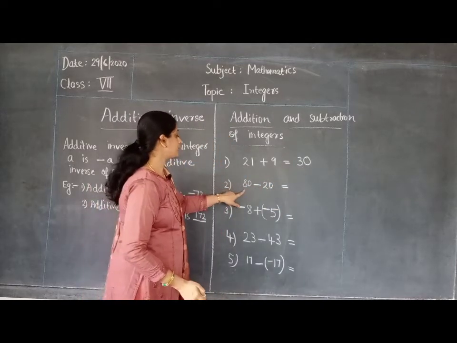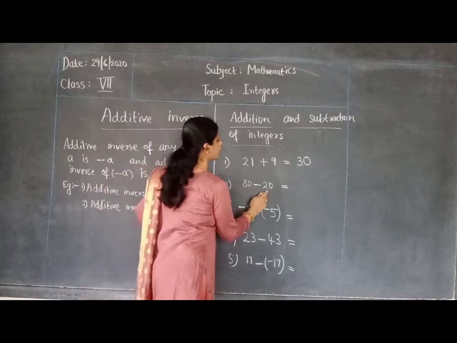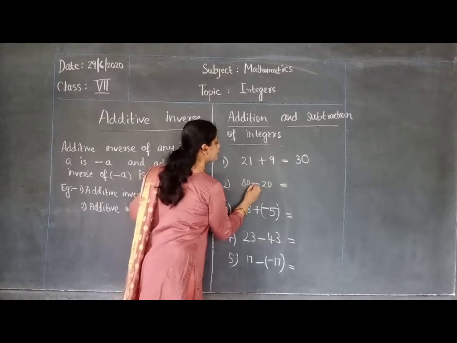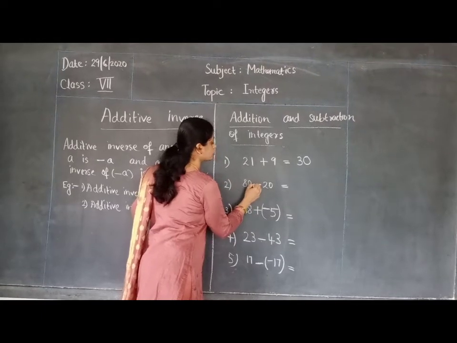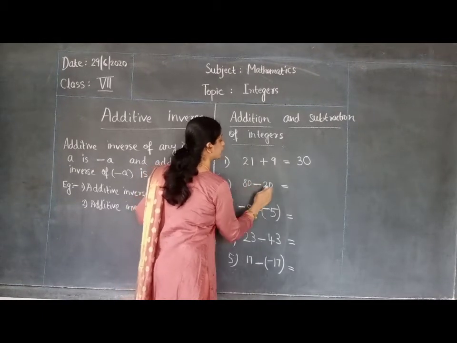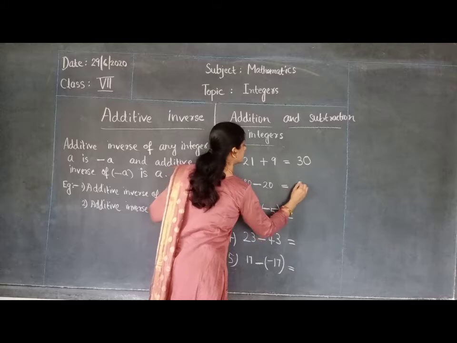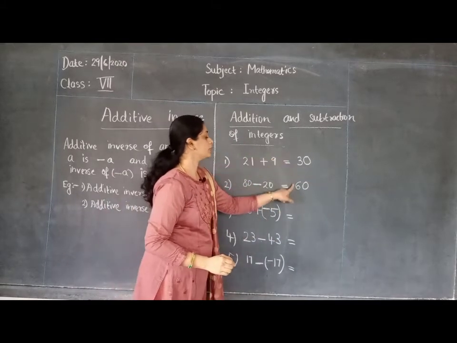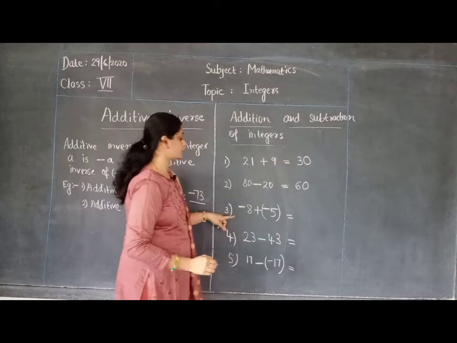So we will move on to the next question. 80 minus 20. Here both are positive numbers, but the sign is minus. So you have to subtract this. 80 minus 20 is 60. So you won't bother about the signs here because it is positive.